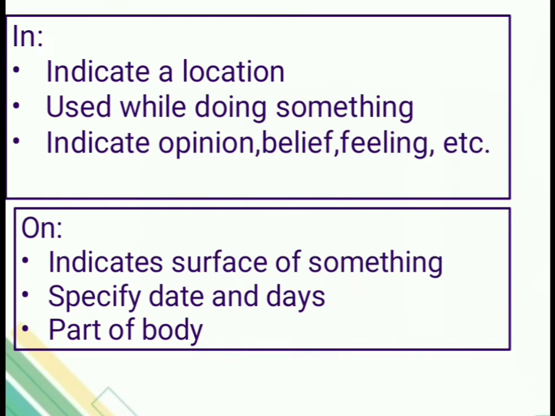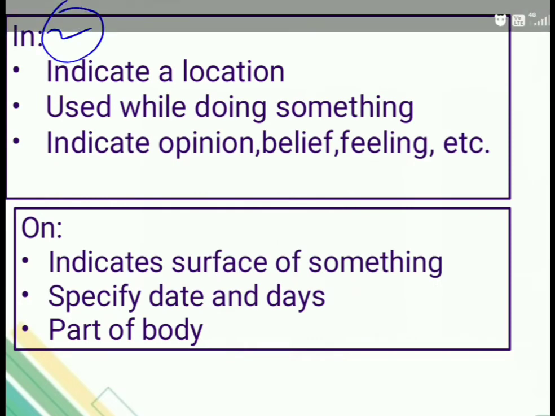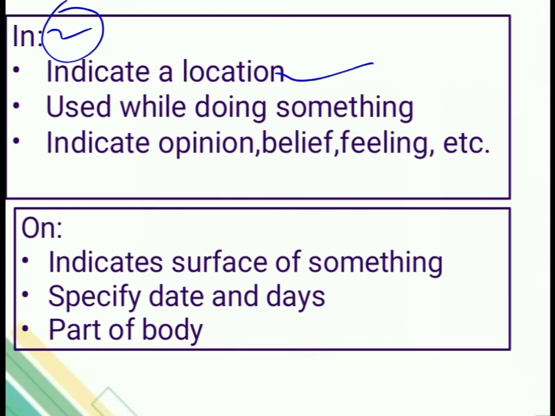Now let's see the next one. Second number is in. Indicate a location inside something. We say, in the box, in the book. So it indicates a location, used while doing something. Indicate opinion, belief, or feeling, etc. So if you're giving an opinion on feelings, or while doing some activity, we use in.